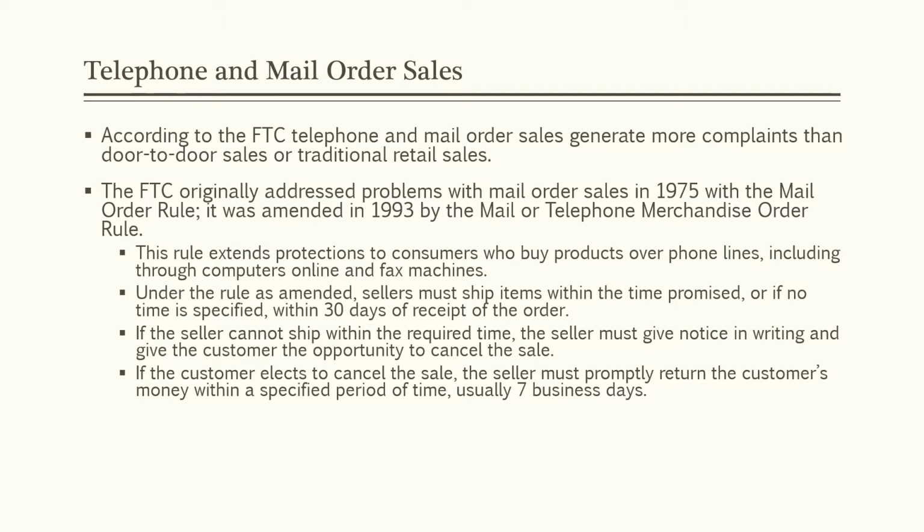Under the rule as amended, sellers must ship items within the time promised, or if no time is specified, within 30 days of receipt of the order. If the seller cannot ship within the required time, the seller must give notice in writing and give the customer an opportunity to cancel the sale. If the customer elects to cancel the sale, the seller must promptly return the customer's money within a specified time period, usually 7 business days.